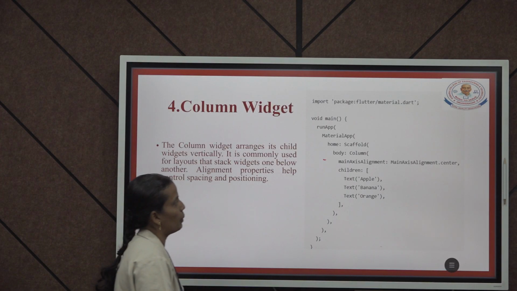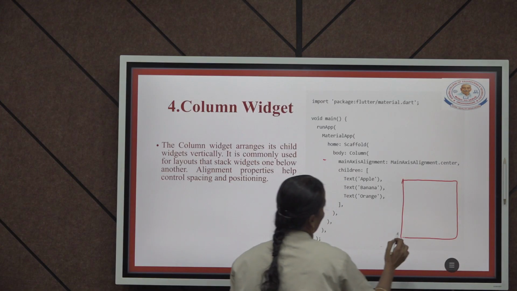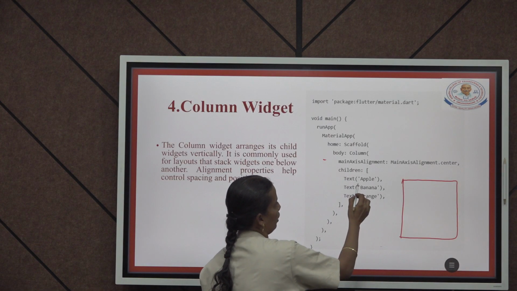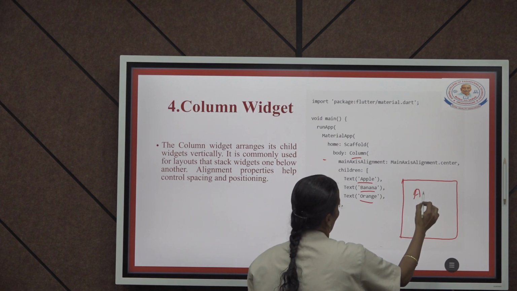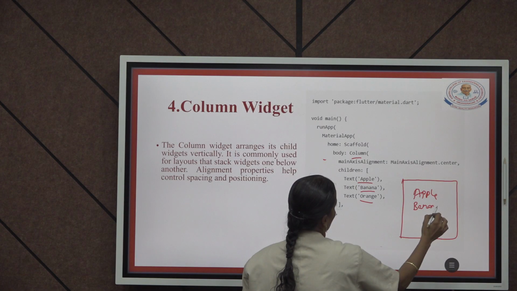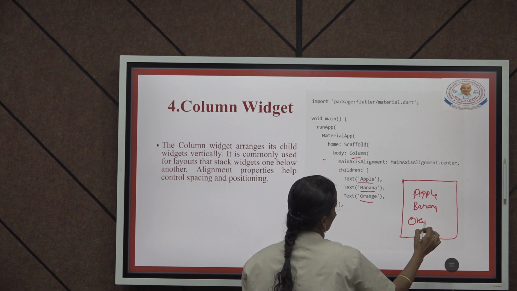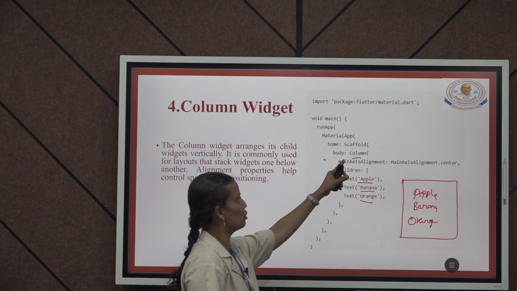For example, within the column widget, we have to create 3 text widgets. The text Apple, next Banana, and Orange are displayed one below another, because here we have used the column widget.